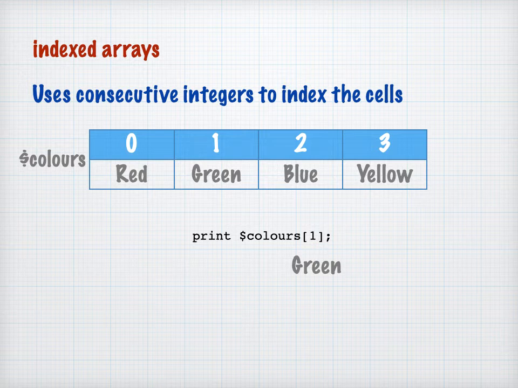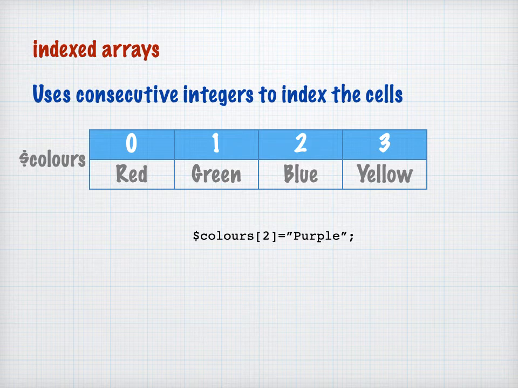So how do we actually change the values inside the cells? Well, we use this notation. We use the name of the array and the square brackets, and then we simply use the assignment operator. So here, for example, let's say that we wanted to change the value of the indexed cell 2 to purple. Currently you can see it's the value blue.